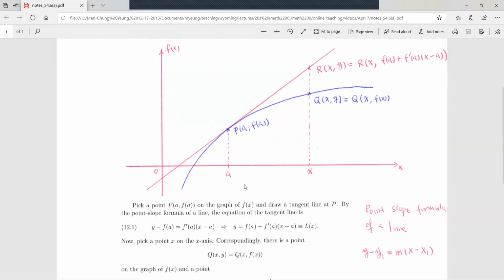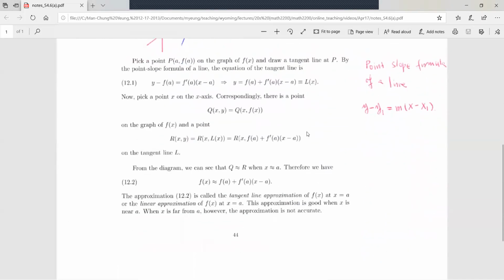Now, from this diagram, it's easy to see that when a and x are close to each other, point Q and point R will be close to each other. Therefore, their y coordinates are close to each other. From this observation, we have the following approximation. Both sides of this approximation are the y coordinates of point Q and point R.